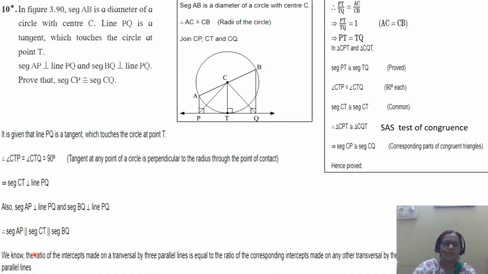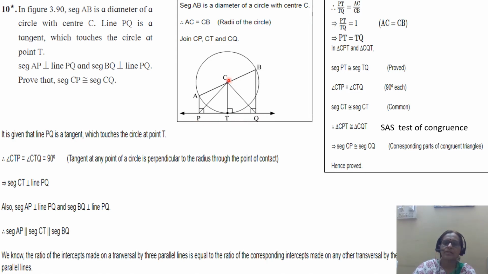We know that the ratio of intercepts made by a transversal on three parallel lines is equal to the ratio of corresponding intercepts made on any other transversal by these parallel lines, and therefore we can write PT upon TQ is equal to AC upon CB. But what are AC and CB? Radii of the same circle. So this ratio PT upon TQ is 1. Therefore PT is equal to TQ.